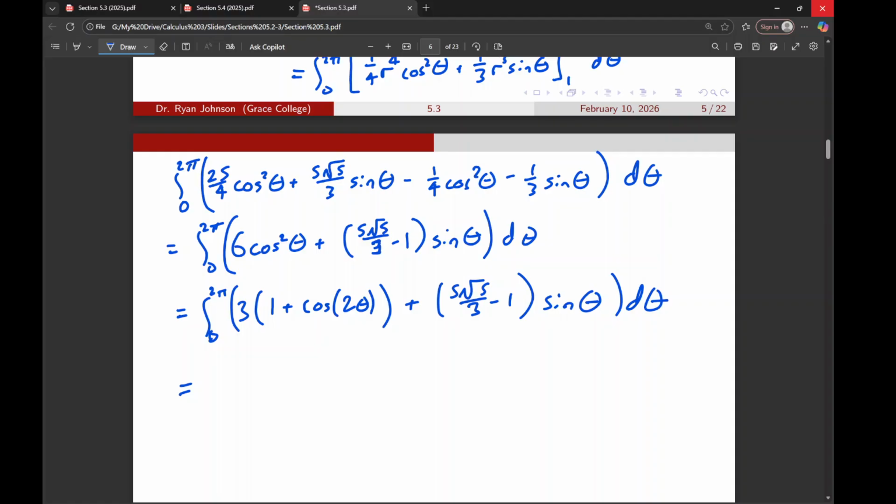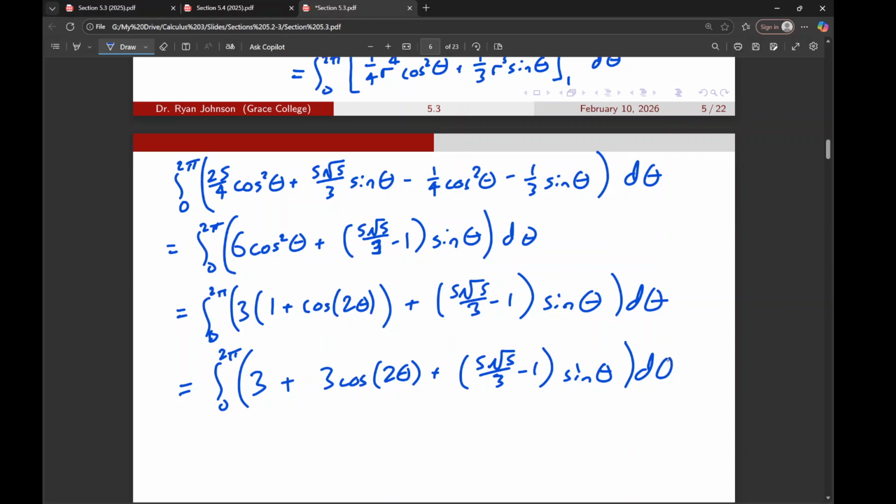So a shortcut to this is, let me write it out a different way. The integral from 0 to 2 pi of 3 plus 3 cosine 2 theta plus 5 square roots of 5 over 3 minus 1 times sine theta, and that's all d theta.